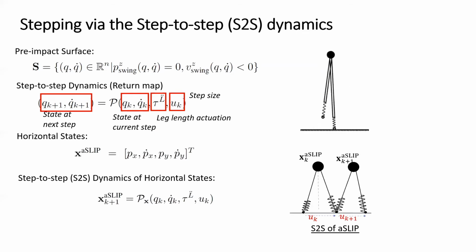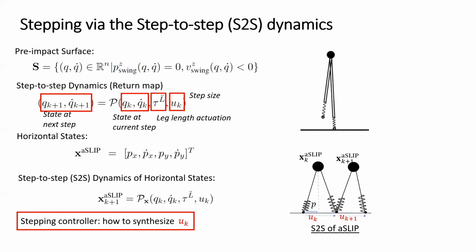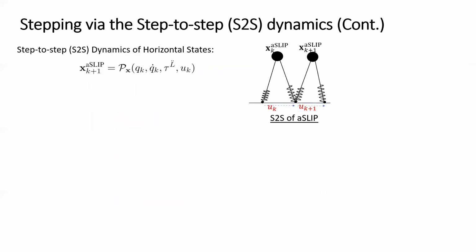Figuratively, it's illustrated as this. The current step size affects the discrete dynamics of the next step. The stepping controller is then about how to synthesize u, the step size, to realize the desired walking behavior. The step-to-step dynamics is a highly nonlinear function.